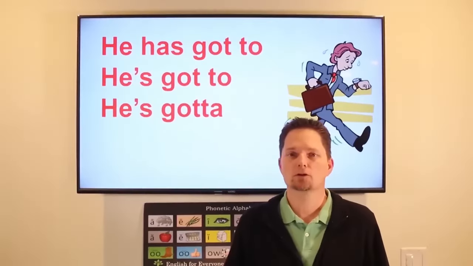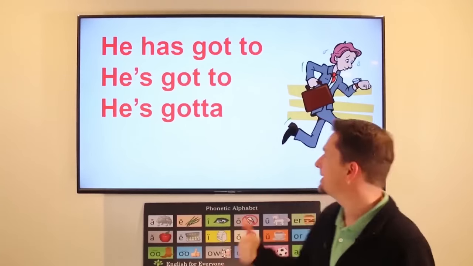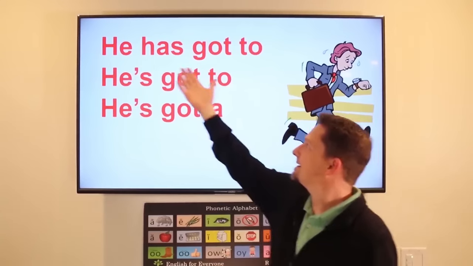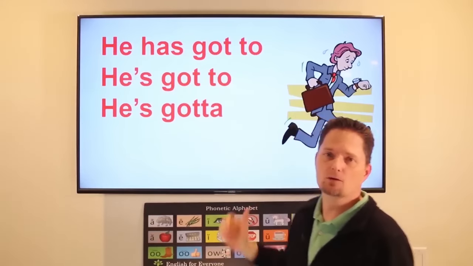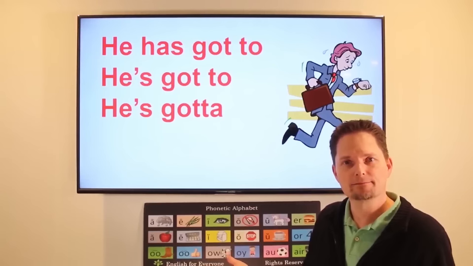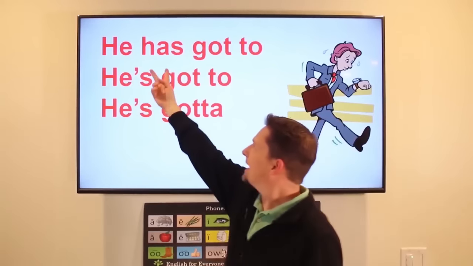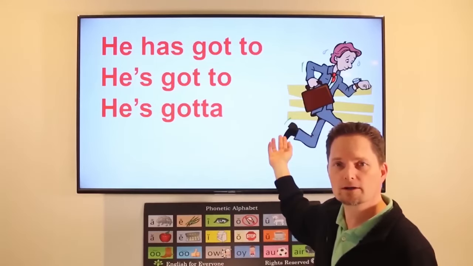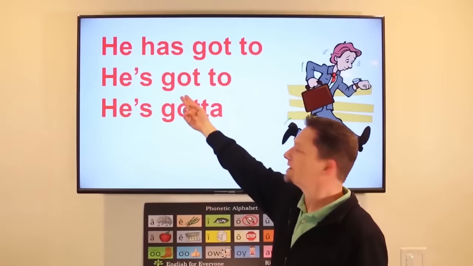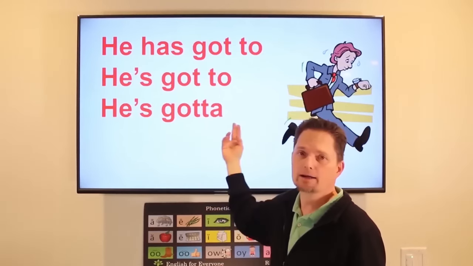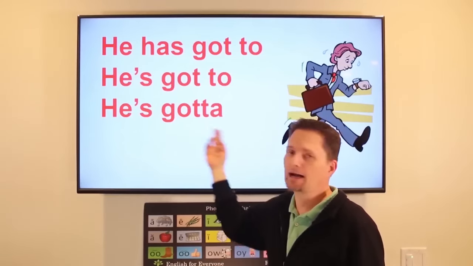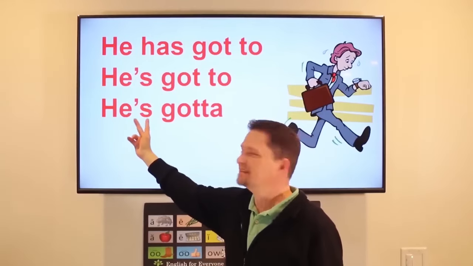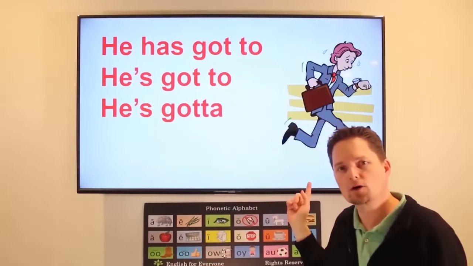Very good. So to express obligation, I can say, he has to go to work. Or I can say, he has got to go to work. It's the same. Obligation. He has, contraction, he's. He's got to go to work. Pronunciation, you can hear got to or gotta. He's gotta go to work. But remember, no he gotta, I need contraction, he's. He's gotta go to work.